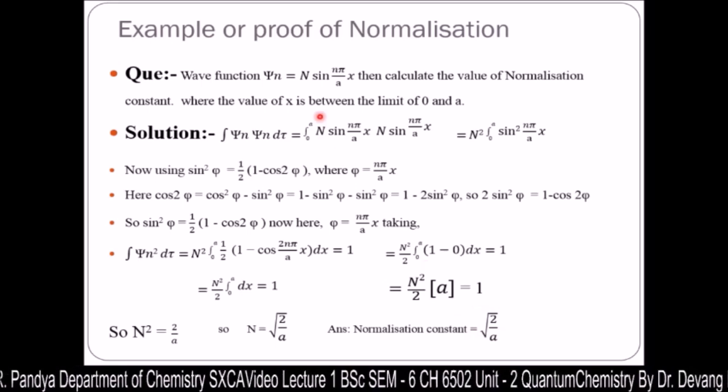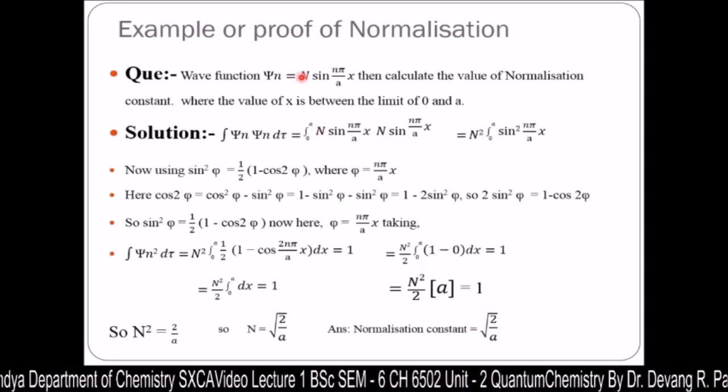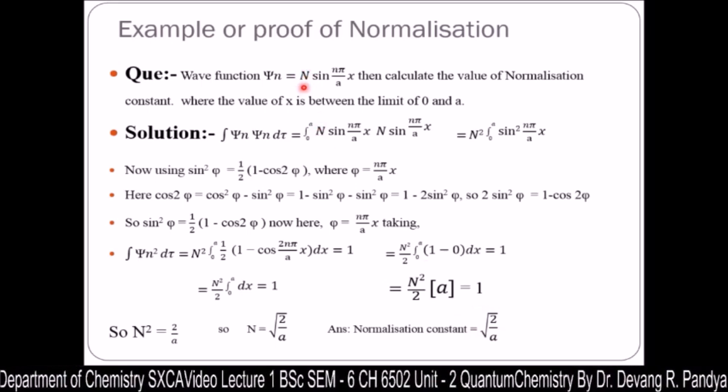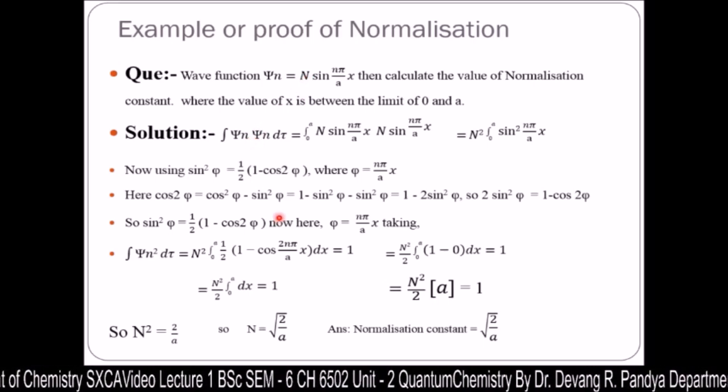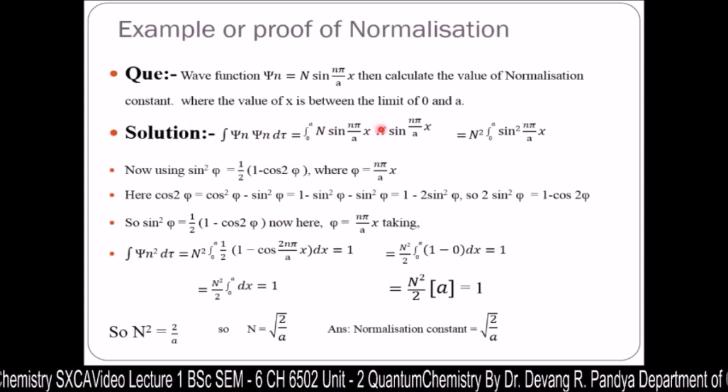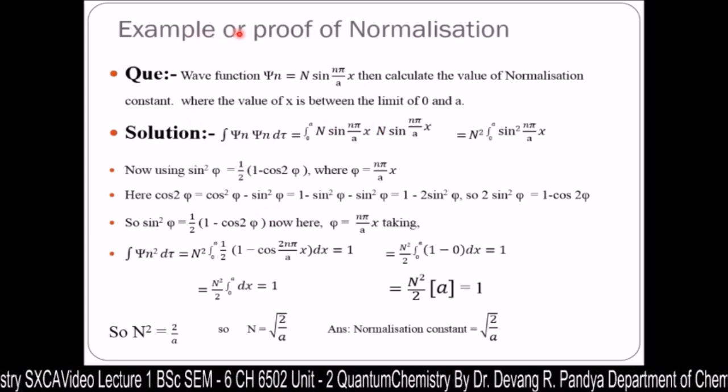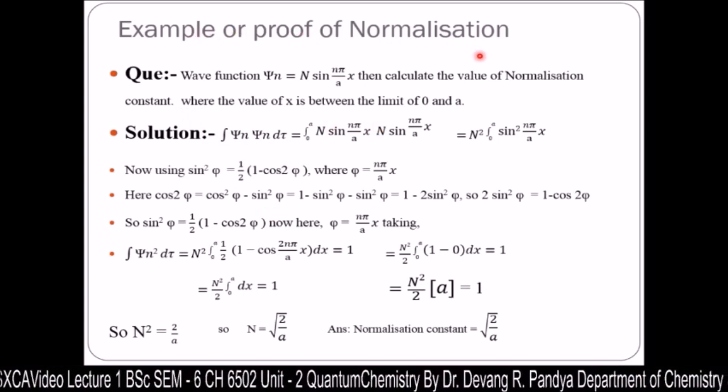So if we put this value, under root 2 by a, over here, then our condition of normalization is proved. So this is the example as well as the proof of normalization.